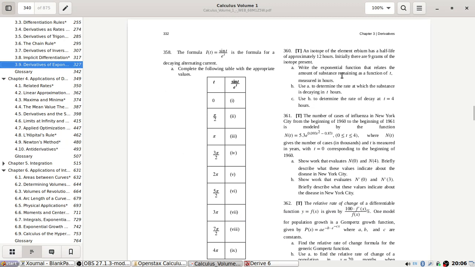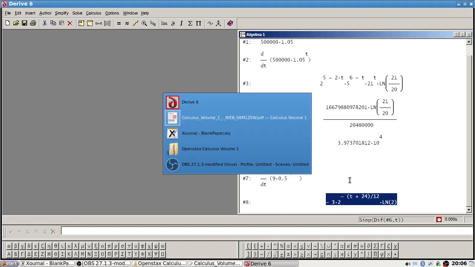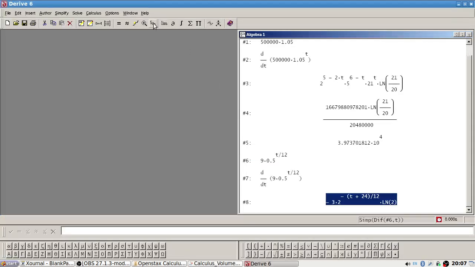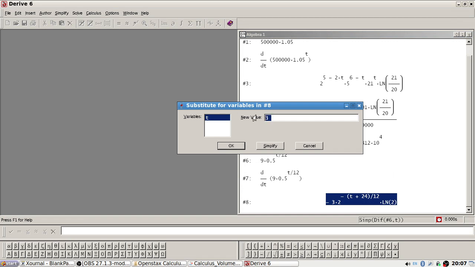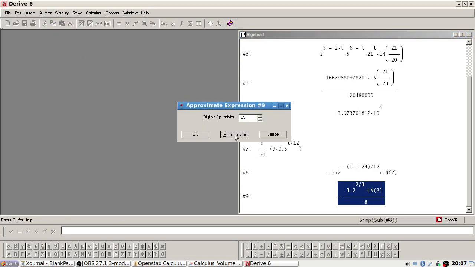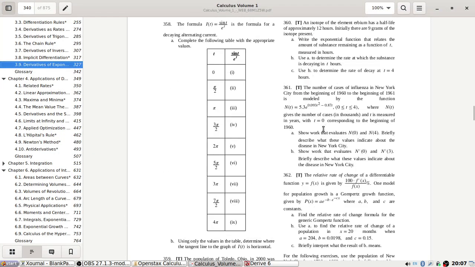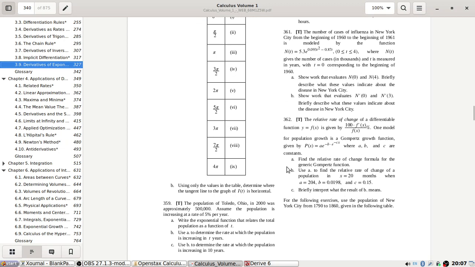Use A to determine the rate at which it's decaying in t. Okay, so that's the derivative. And then after 4 hours. Okay, there we go. Where are we now? Okay, 361.